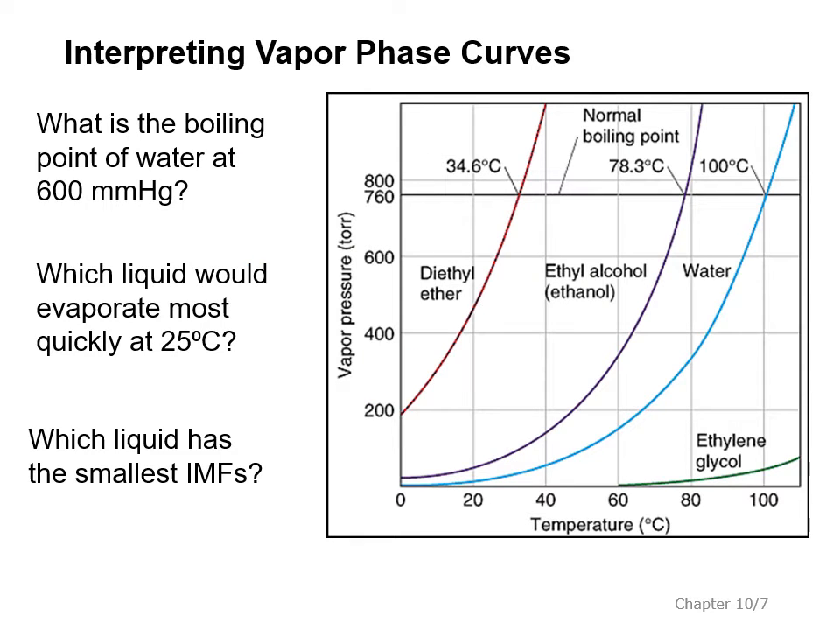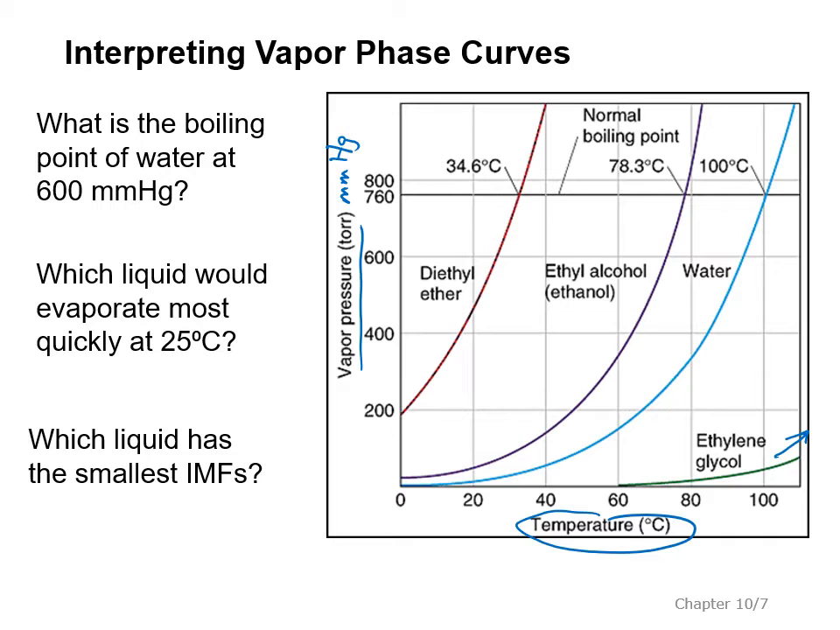Let's take a look at interpreting vapor pressure curves. This shows temperature on your x-axis and vapor pressure in torr, that is the same thing as millimeters of mercury, on your y-axis. And we have 4 liquids here: diethyl ether, ethyl alcohol, water, and ethylene glycol. This line right here represents what's called the normal boiling point. That's 1 atmosphere. So we can see that we go from 34.6 degrees as the boiling point of diethyl ether, and ethylene glycol we can't even see. That's going to be way off the graph somewhere.